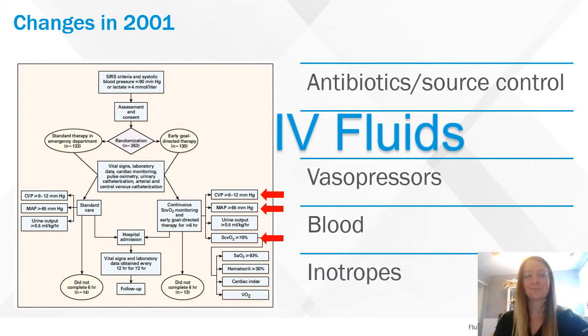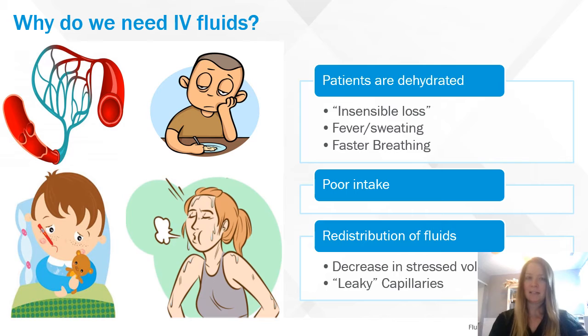Now, because this is a talk track about fluids, we're going to talk about why we need IV fluids when we're septic. So there's a few reasons. First, the patients are typically dehydrated because they have insensible loss. So this could be from having an infection and their body is trying to fight off this infection and they start having fevers. When they have fevers, they start sweating.